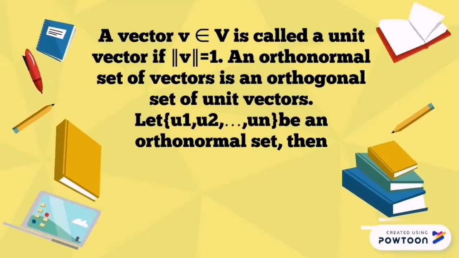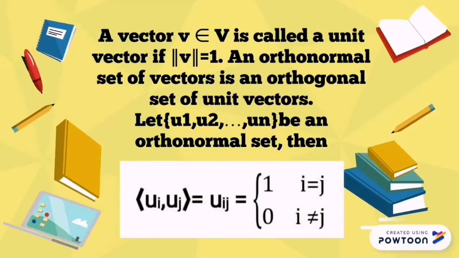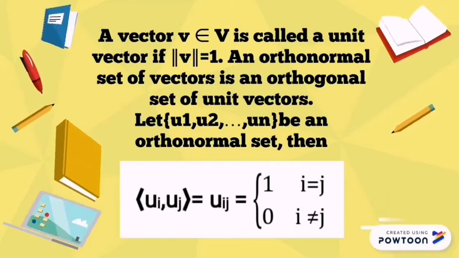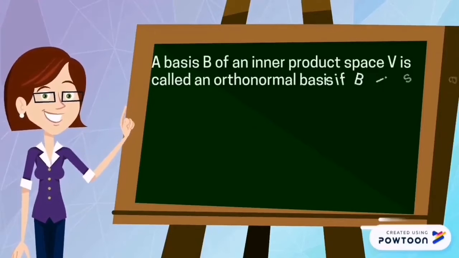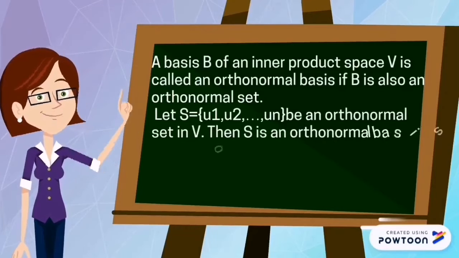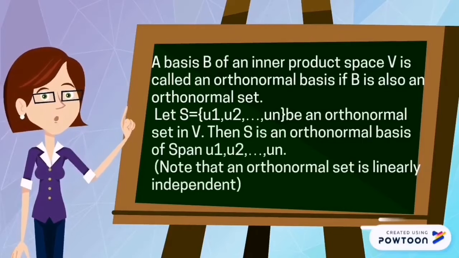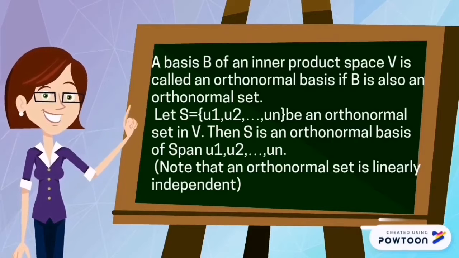Let U1, U2 until Un be an orthonormal set, then the inner product of Ui and Uj equals 1 where i is equal to j and 0 where i is not equal to j. A basis B of an inner product space V is called an orthonormal basis if B is also an orthonormal set. Let S equals U1, U2 until Un be an orthonormal set in V. Then, S is an orthonormal basis of span U1, U2 until Un. Note that an orthonormal set is linearly independent.